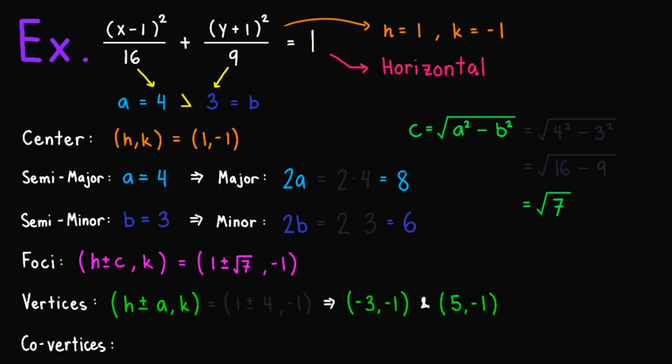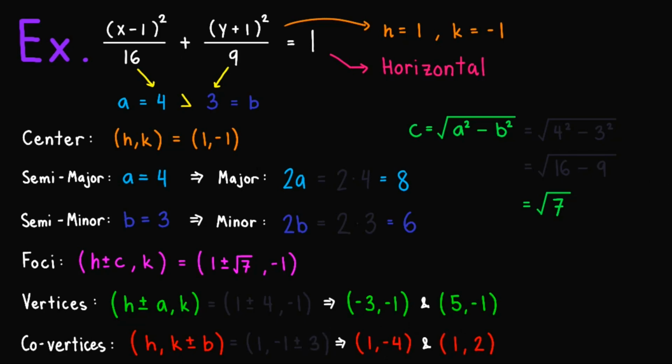Lastly, for the co-vertices, we recall again that the co-vertices is given by the point h, comma, k plus minus b. We have h and k, and b as well. Just plug in. So we'll have 1, comma, negative 1 plus minus 3. This splits into 2, so we'll have 1, negative 4 if we have negative 1 minus 3, and 1, 2 if we have negative 1 plus 3.